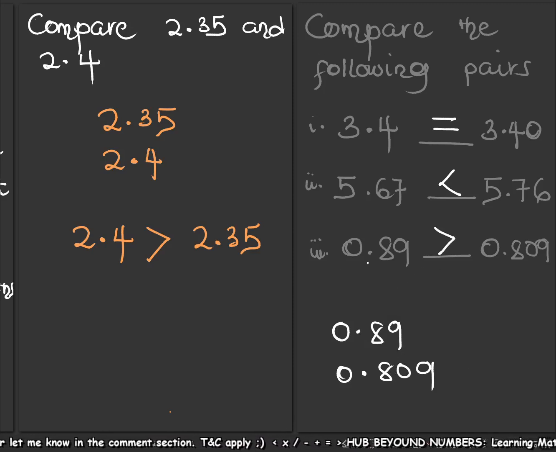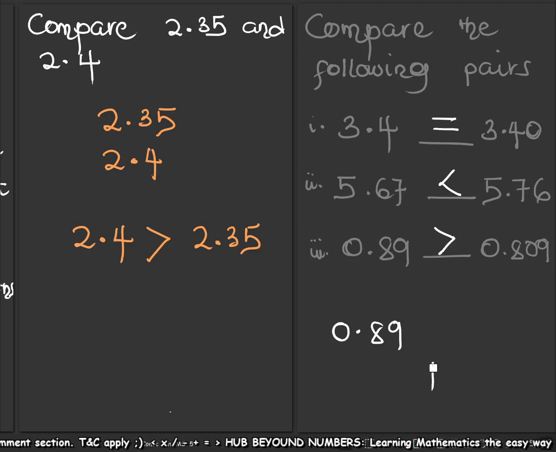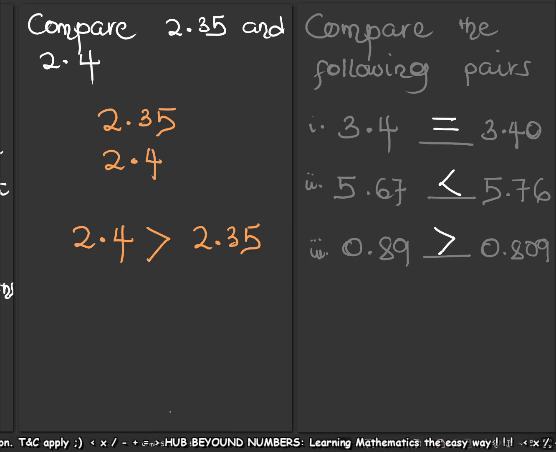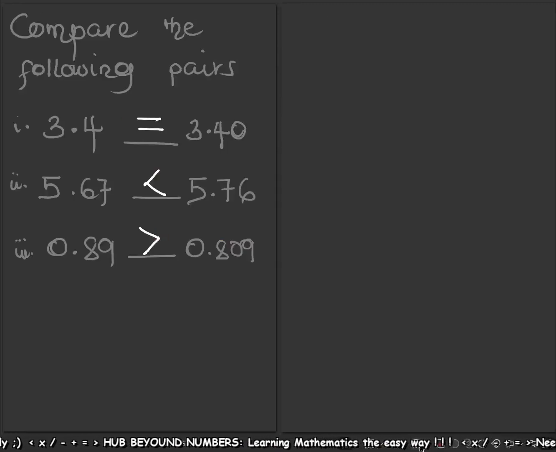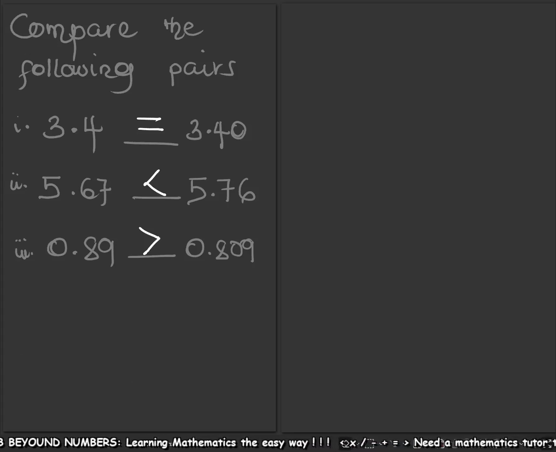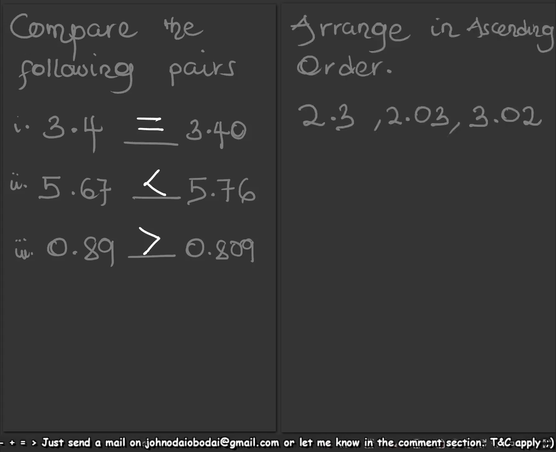That shows that 0.89 is greater than 0.809. So basically, that is it on how to compare decimals. Let's look at ordering them, and then it just applies what we've done over here. We have this question here which says you should arrange in ascending order. Ascending order simply means you are arranging from the smallest to the biggest. We are arranging from the smallest to the biggest. So let's look at our solution.